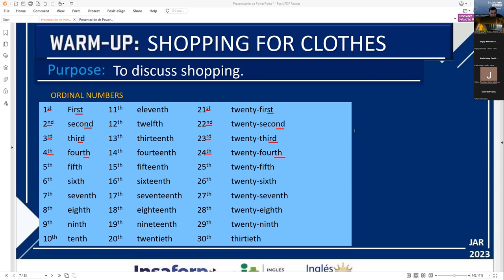Okay, let's begin. So, as I was saying, again: first, second, third, fourth, fifth, sixth, seventh, eighth, ninth, tenth, 11th, 12th, 13th, 14th, 15th, 16th, 17th, 18th, 19th, 20th, 21st, 22nd, 23rd, 24th, 25th, 26th, 27th, 28th, 29th, 30th. Okay, we use these numbers for dates.